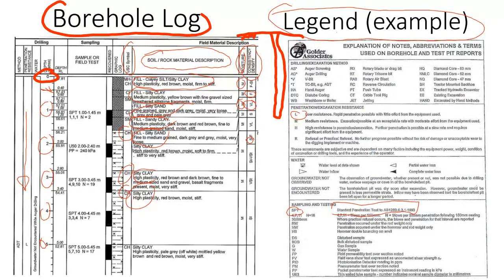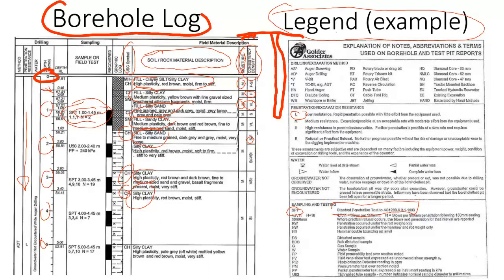So what we're going to talk about today is these numbers, the SPT. You will see SPT, which stands for standard penetration test. It was done from 1 to 1.5 meters, and you see these numbers 1, 1, 1, and then N equal to 2. I will teach you what it means.